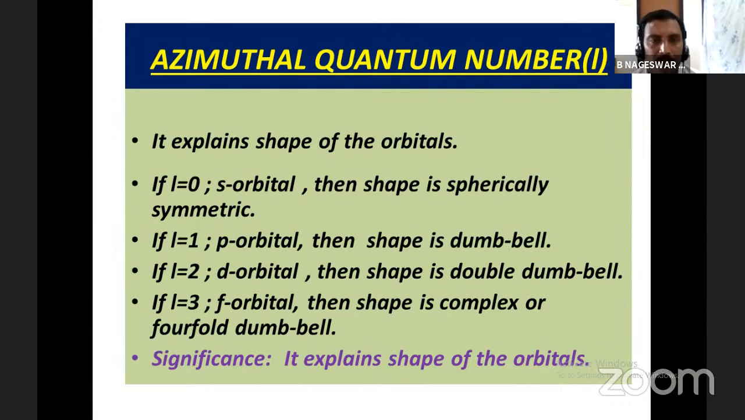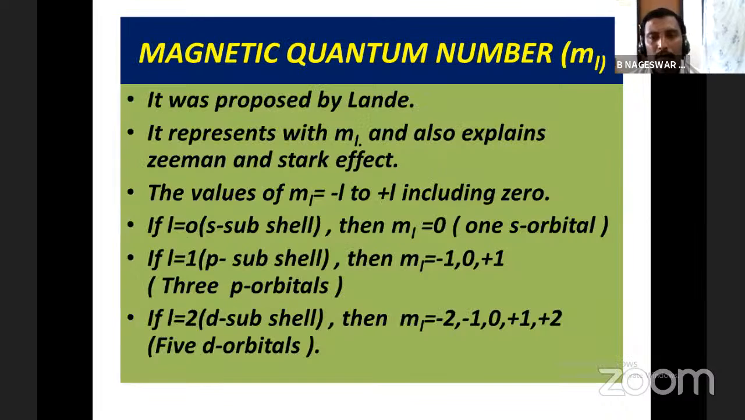Next, children, you go for the magnetic quantum number. We can represent the magnetic quantum number by the letter ml. It was proposed by Lande. Who proposed the magnetic quantum number? Lande. To explain the Zeeman effect and the Stark effect, Lande proposed the magnetic quantum number.